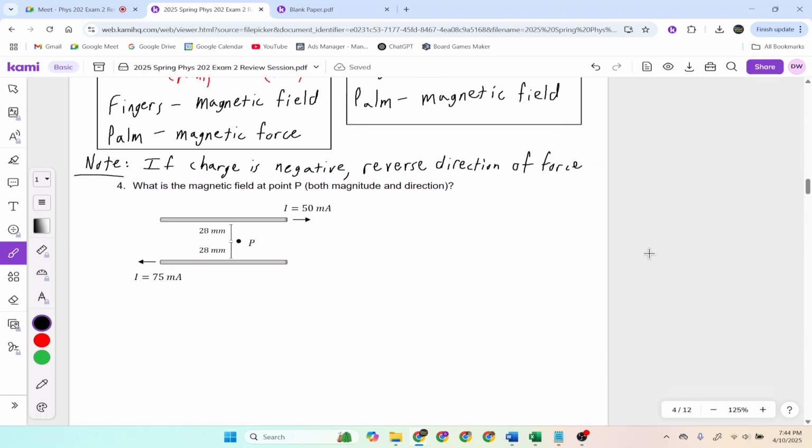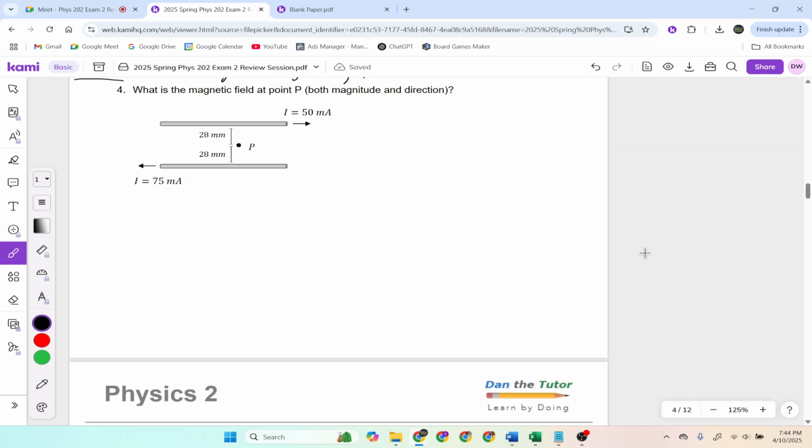Okay, so next we have number 4. What is the magnetic field at point P, both magnitude and direction? First we'll do the magnitude. You'll notice there's 2 wires here, a top wire and a bottom. We have to do them separately. Let's do the top first. So for the top, the equation is B equals mu naught I over 2 pi r.